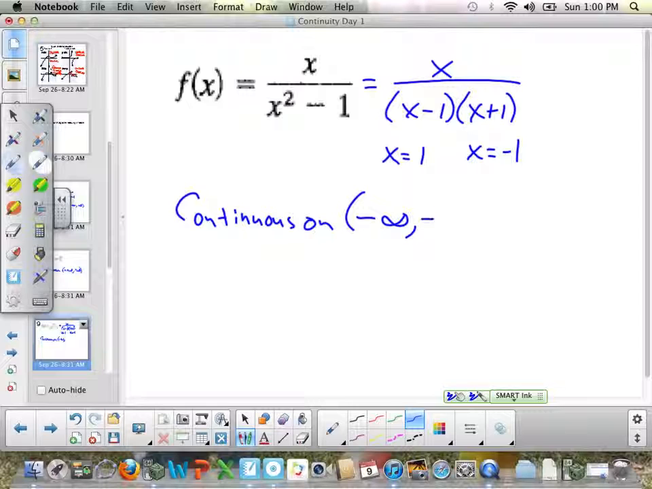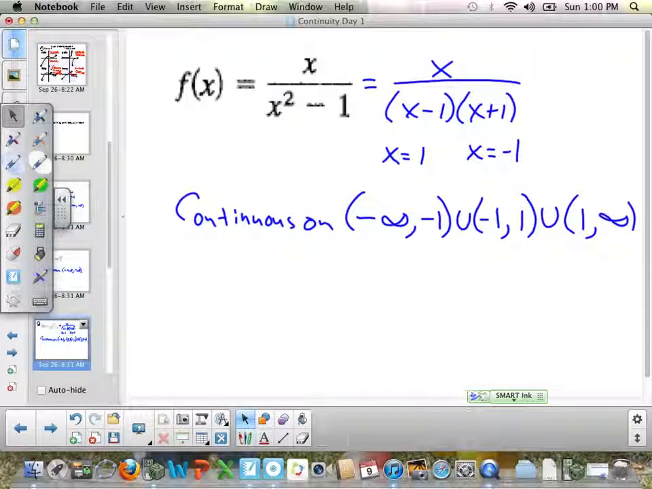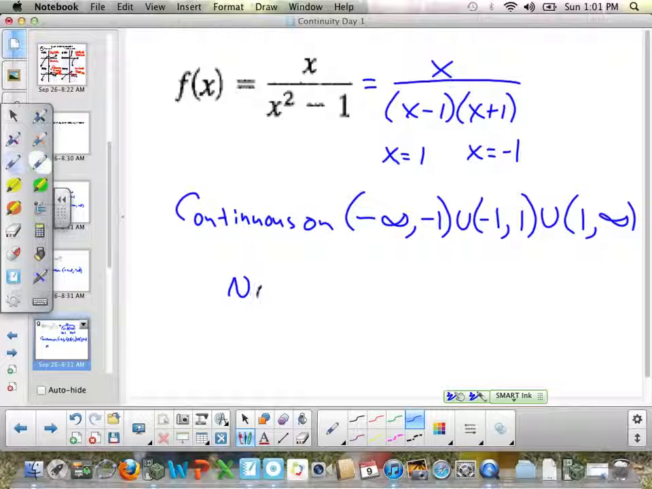So it is continuous from negative infinity to negative 1, and then from negative 1 to 1, and then from 1 to infinity. And let's take the discussion a little bit further. Are those discontinuities removable or non-removable? Now, they are removable if we can cancel them and find the value of a limit. Can we cancel either one of them? Well, no. There's nothing up top to cancel x minus 1, and there's nothing up top to cancel x plus 1. So these are both non-removable discontinuities.